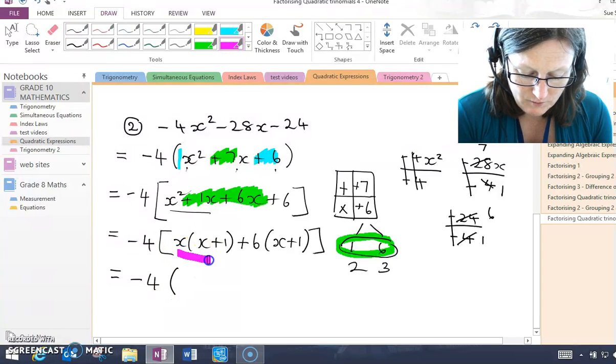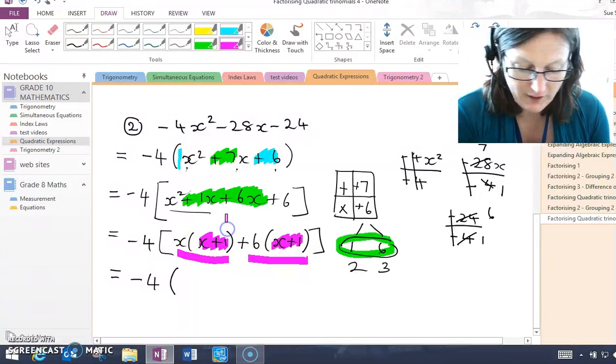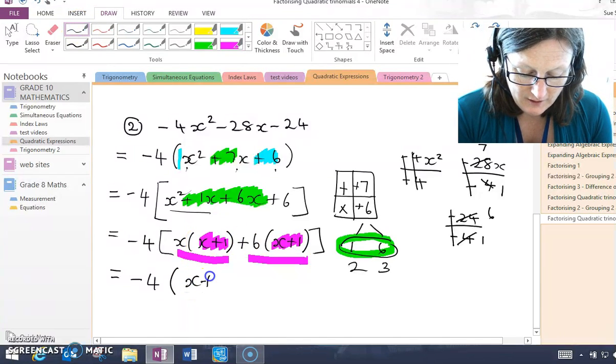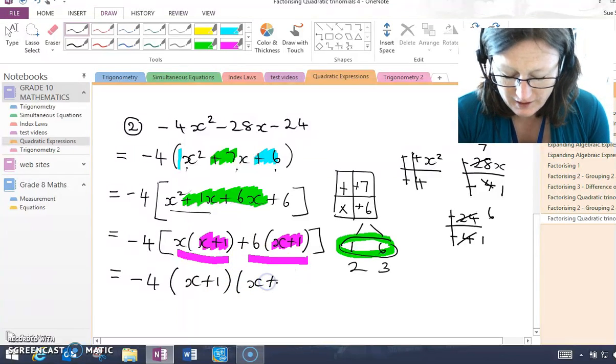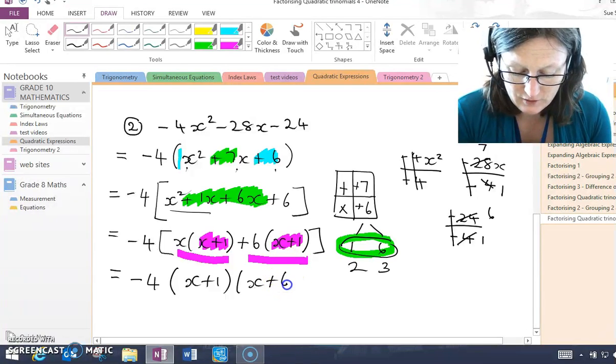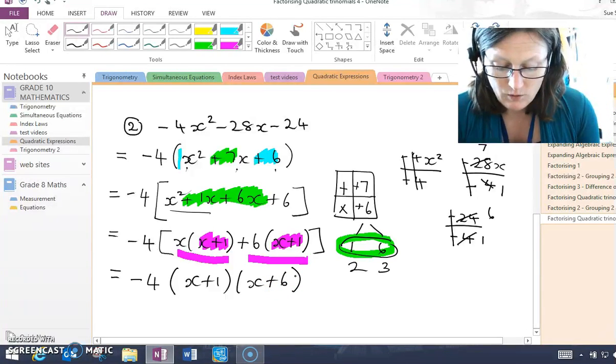We have two terms, 1, 2. They both have a common factor of x plus 1, so we take that out as the common factor. The first term has x left, and the second term has 6 left. So we've just factorised that quadratic trinomial.